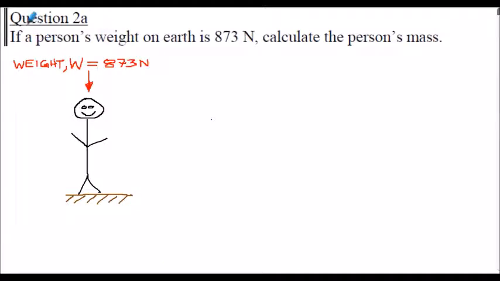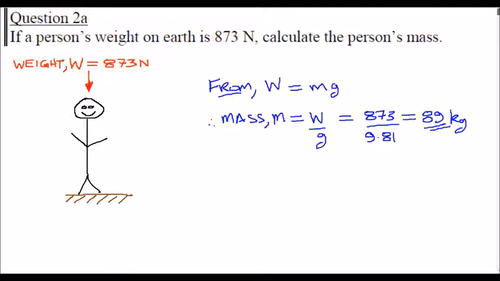So question 2, the person's weight on Earth was 873 newtons. Going to calculate the person's mass. So remember, our weight force always acts vertically down, so the 873 newtons, shown here as a downward direction. We've got to calculate the mass.